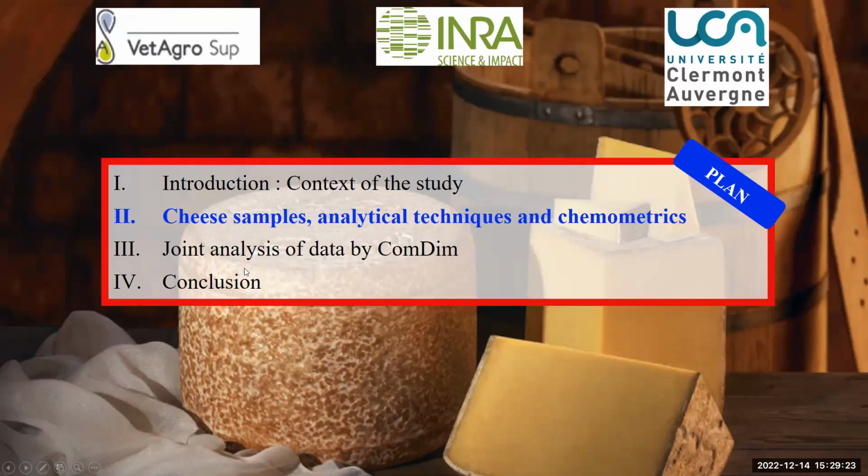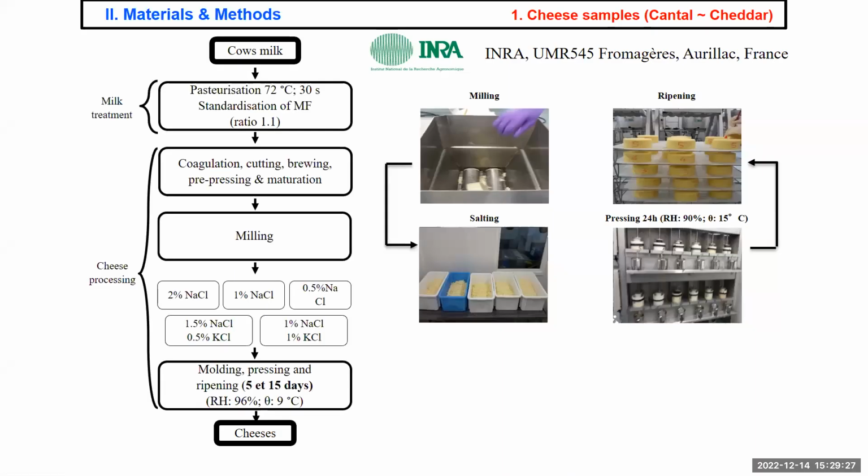So now concerning some materials and methods. We worked on hard cheese that is called Cantal cheese. It's close to the cheddar cheese, perhaps you know this cheese, cheddar. And we used 5 kinds of salting. So we salted with sodium. We had 2 concentrations, 2%, 1%, and 0.5% here of sodium. And we also tried to make a substitution of part of the sodium by potassium here. So we replaced 0.5% of sodium by potassium, and here 1% of sodium by 1% of potassium.